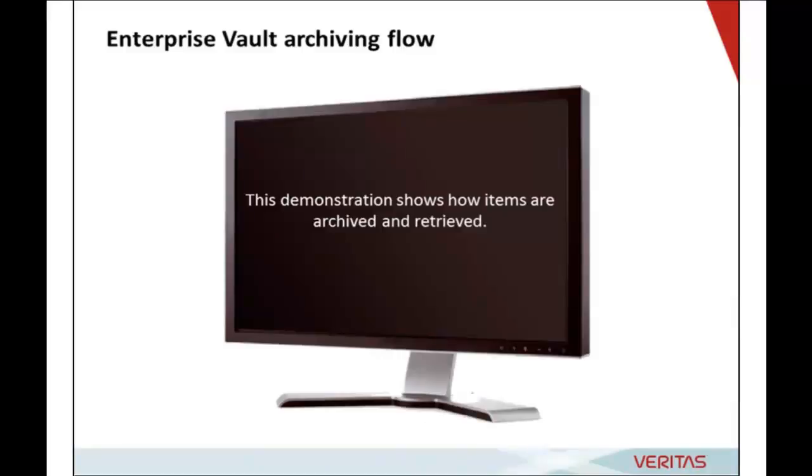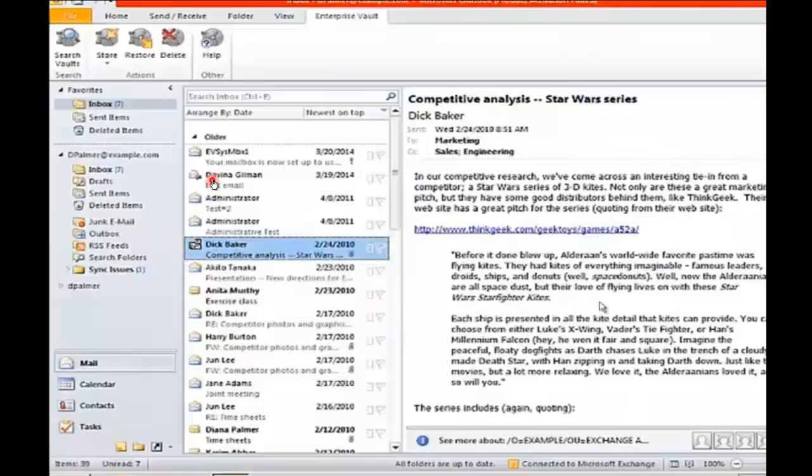Here we're going to look at archiving an item with Enterprise Vault. Here we are in an Outlook client, and these are your email messages. You'll notice this message has a different icon because the message has been archived and replaced by a shortcut that is smaller than the original message.